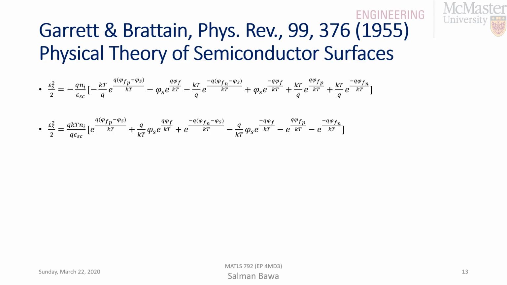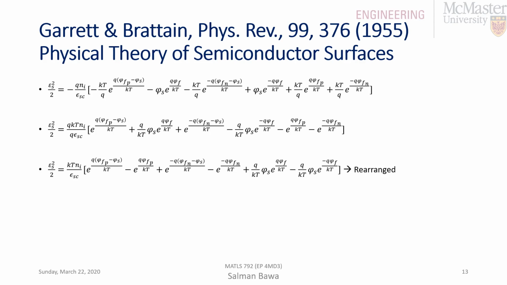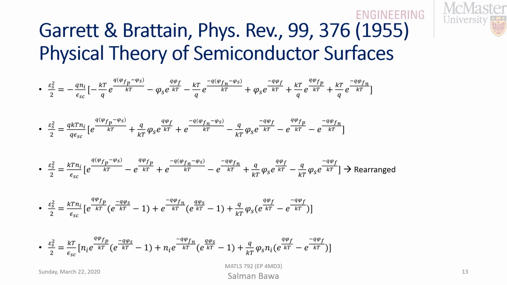We then take kT upon Q common and then rearrange the expression, which helps us in getting our three major terms inside the brackets: the falling exponential, the rising exponential, and the phi sub s terms. We then bring n sub I back into the brackets to get the final expression on this slide.